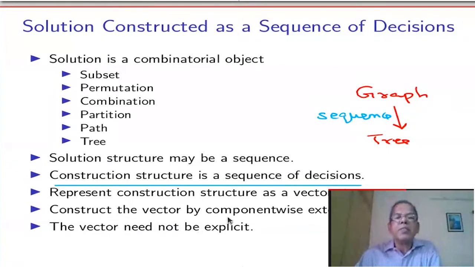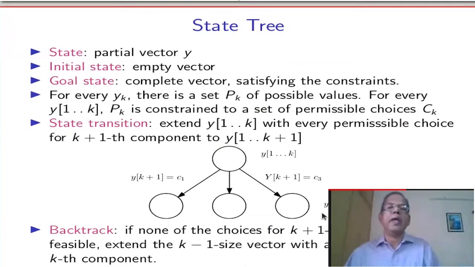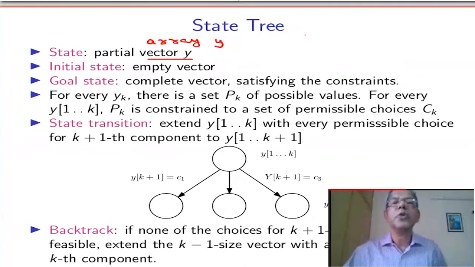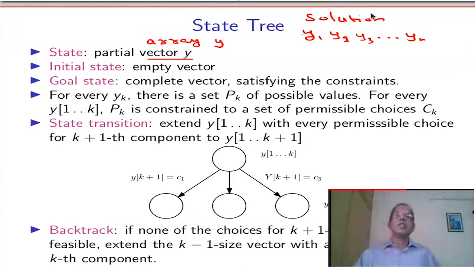And we will construct the vector by component-wise extension. Okay, what do we mean by that? We represent the solution by a vector. Vector is a high-sounding word. If you want, let us use the word array. So you have y1, y2, y3, and so on, yn. That is a solution. For now, let me not distinguish between solution and the construction sequence. The solution itself is a sequence or an array.